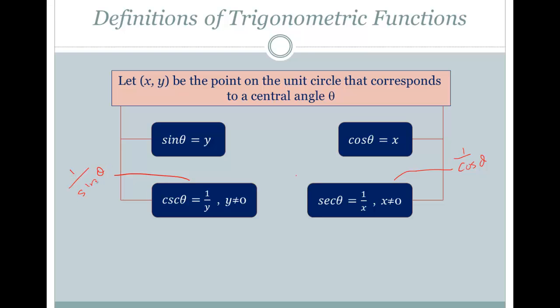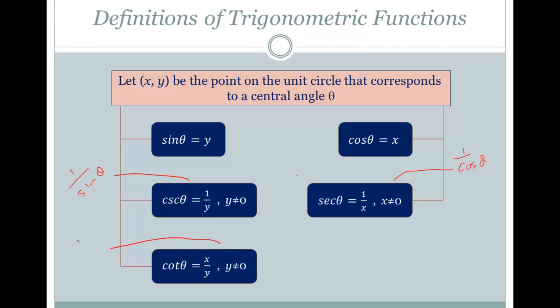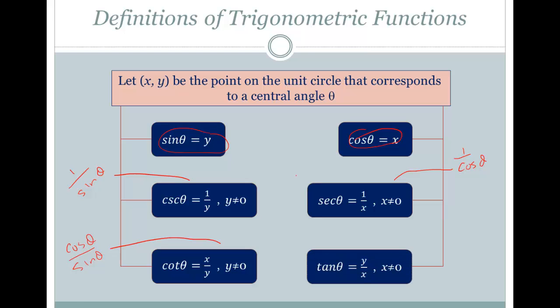Okay, and there's 6 trig functions that you need to know. We have cotangent. Cotangent is going to be x over y, or you'll see it is going to be cosine of theta over sine of theta. Again, because x is cosine and y is sine right there. And the last one that we need to know is tangent of theta, and tangent of theta is also sine of theta over cosine of theta, or y over x. All right, so you need to make sure that you understand and know those.